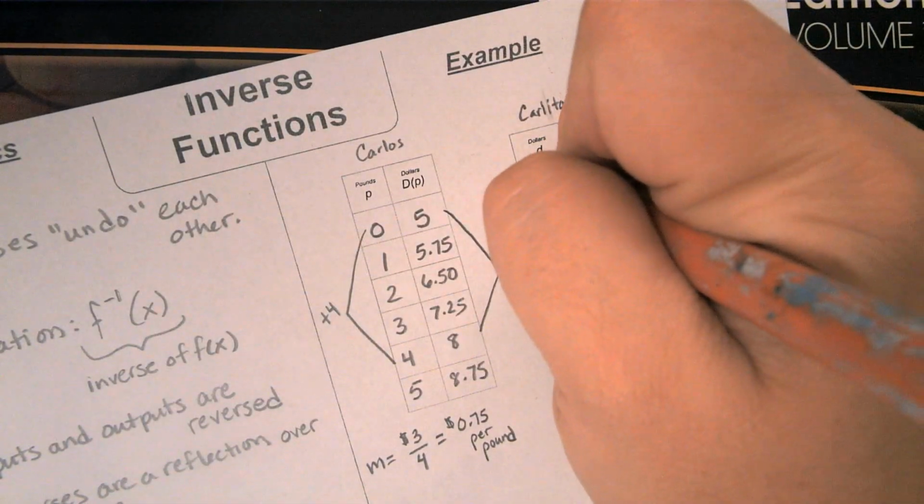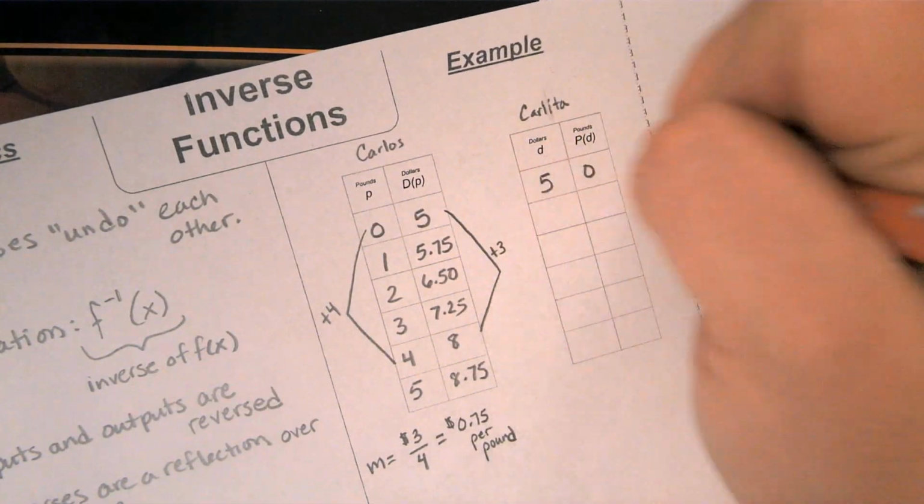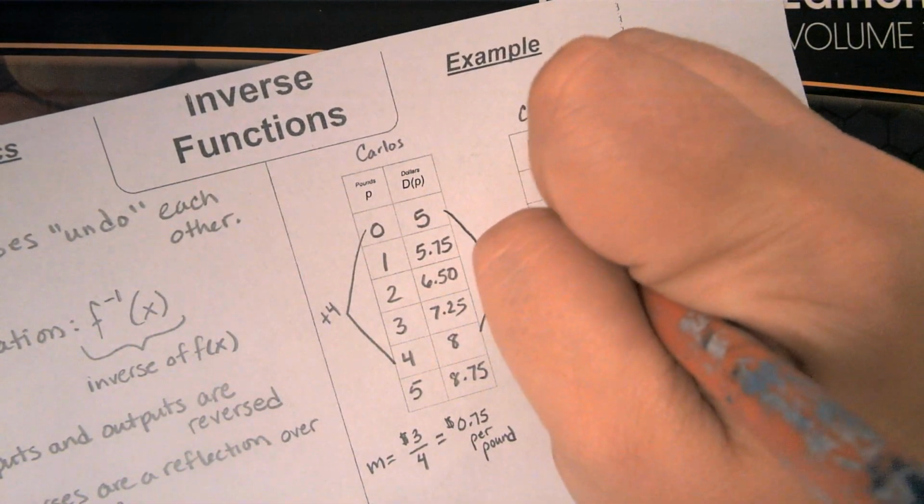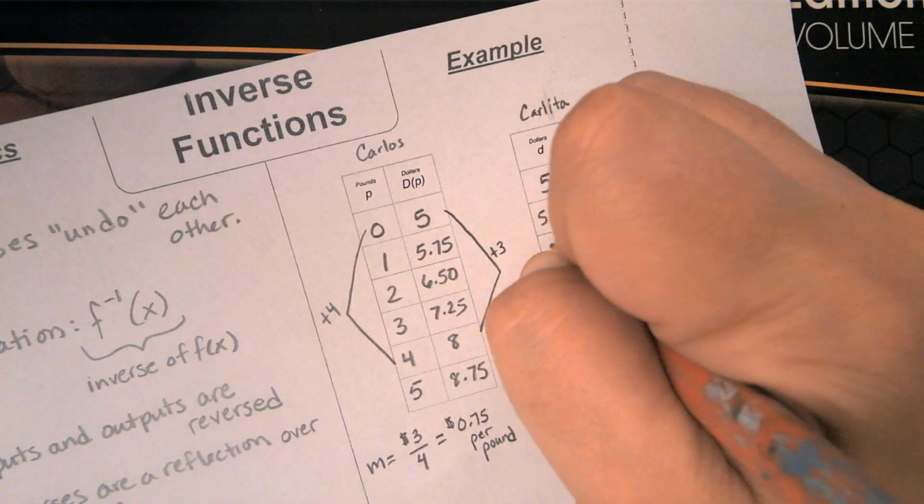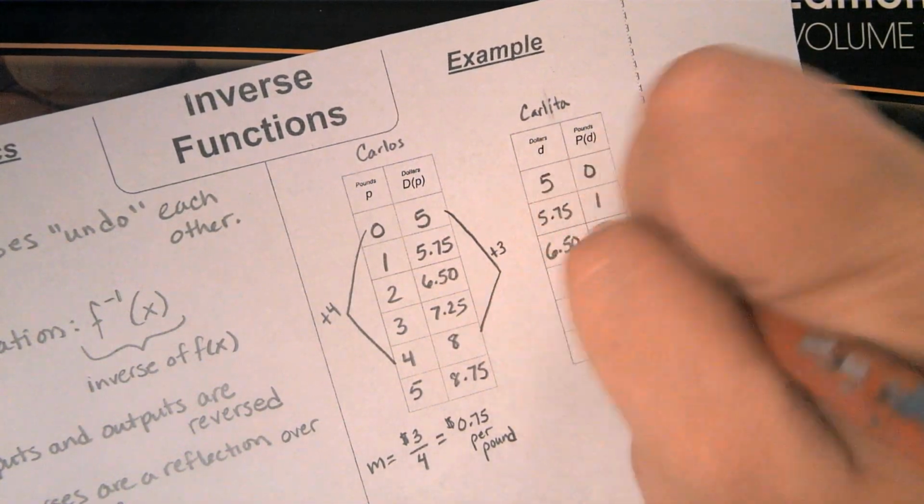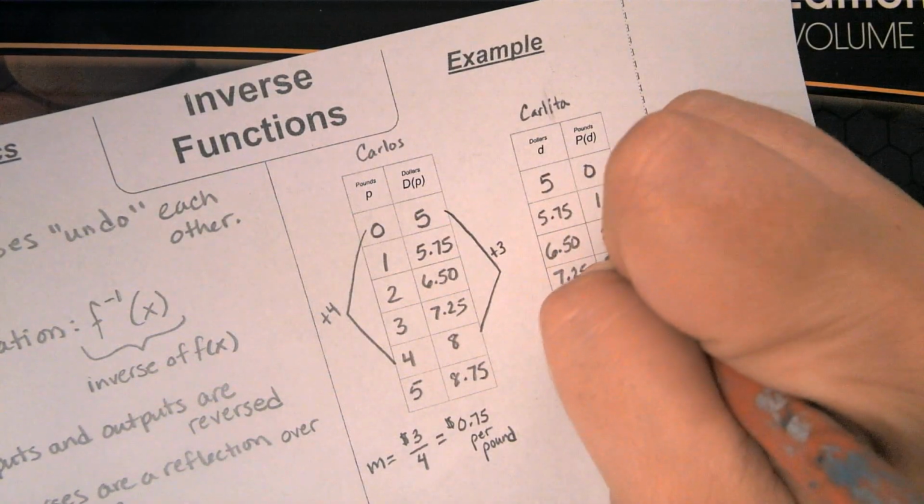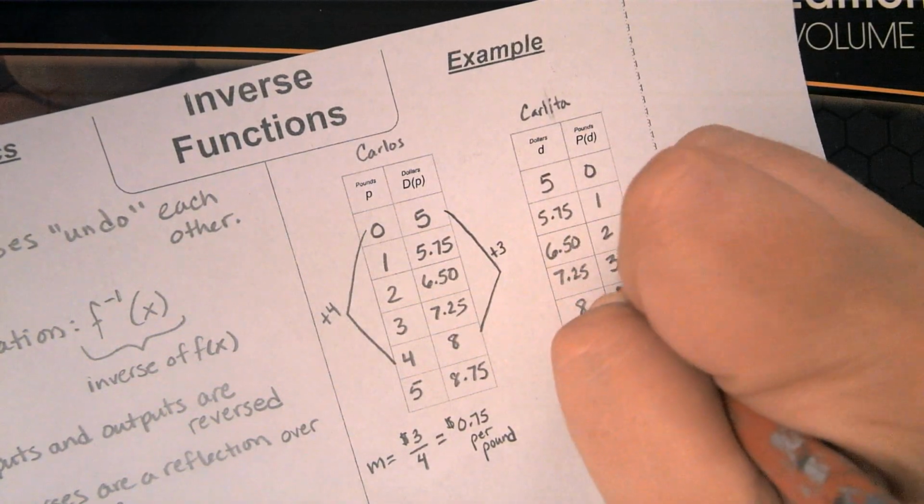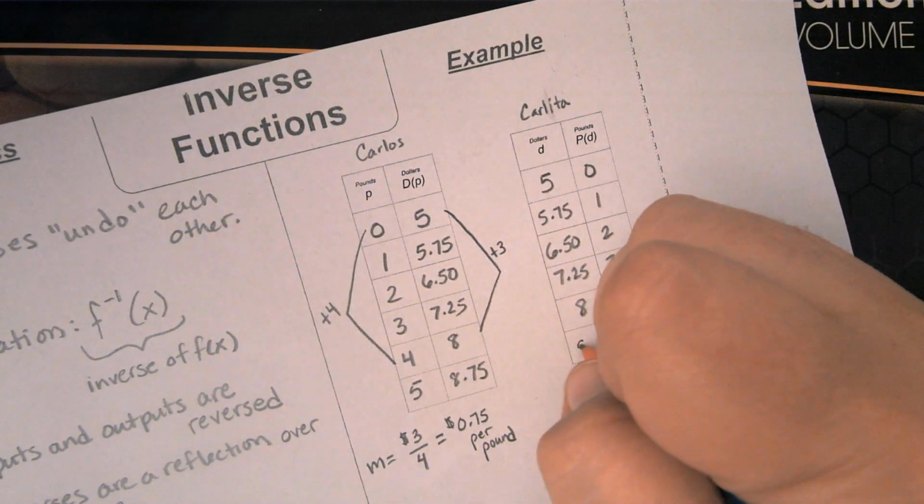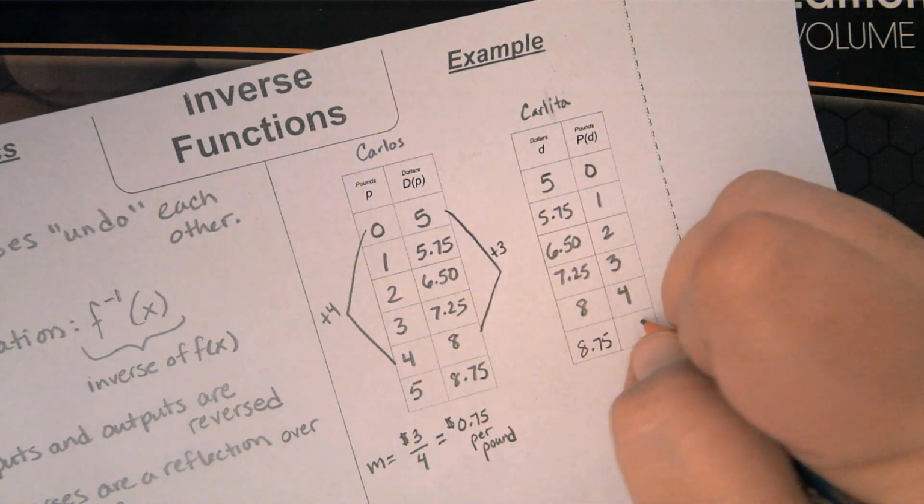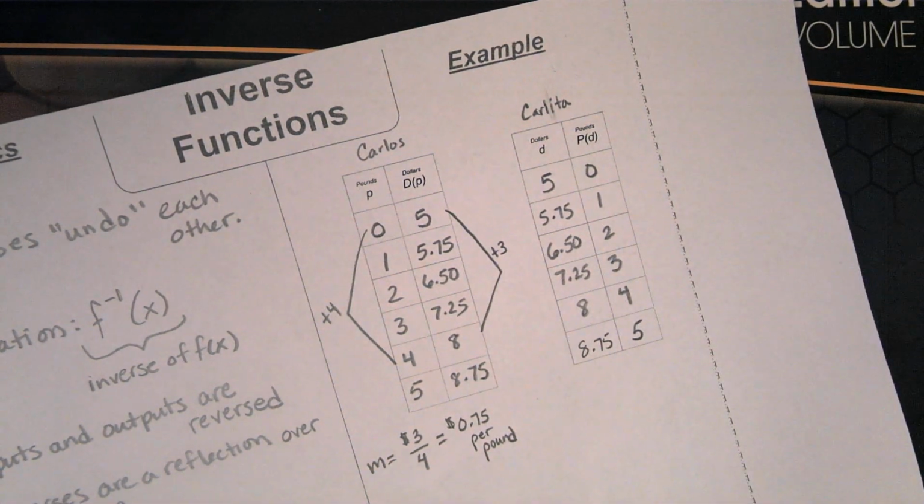So we flip-flopped both of the numbers: 5, 0, 5.75 and 1, 6.50 and 2, 7.25 and 3, 8 and 4, 8.75, and 5. To go that one more.